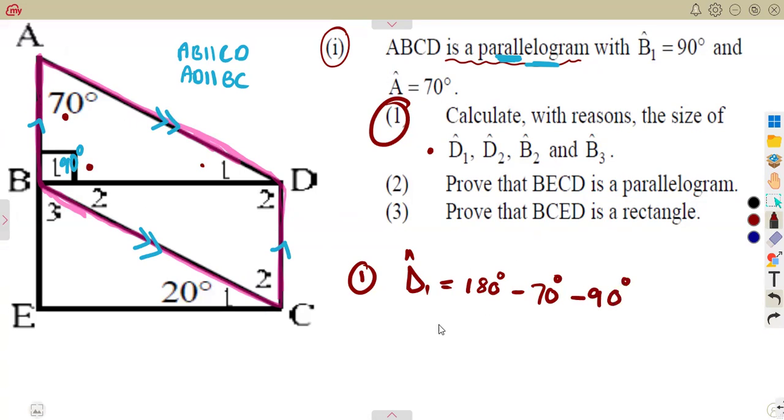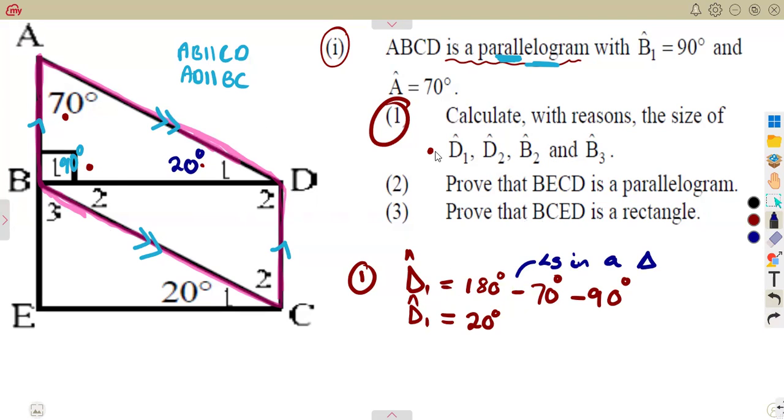We subtract these two from 180 degrees. Since angles inside of a triangle add up to 180, you're going to obtain 90 degrees. So the reason there, we're going to consider angles in a triangle. I'm just going to write in short like that: angles in a triangle add up to 180 degrees. So you subtract the other angles from 180 degrees. So we've got this angle D1, okay?